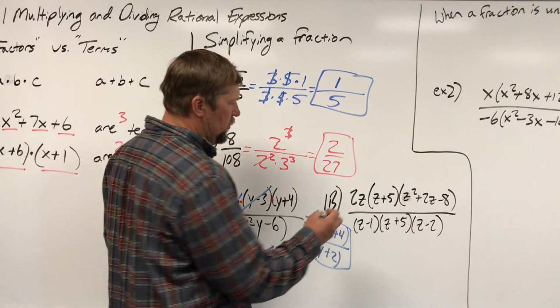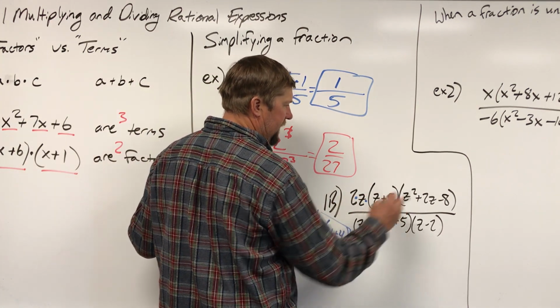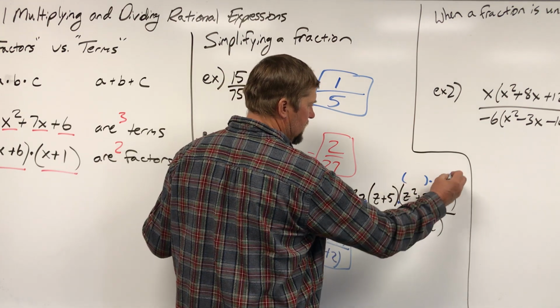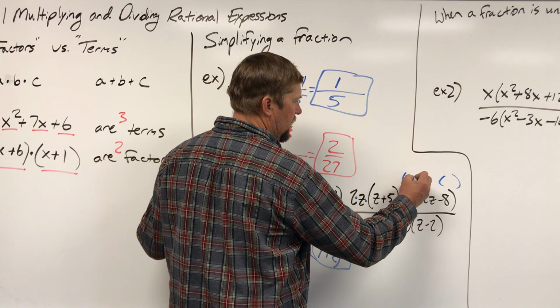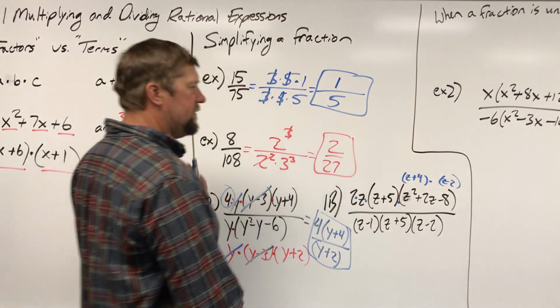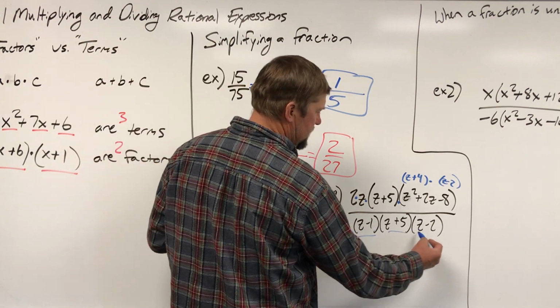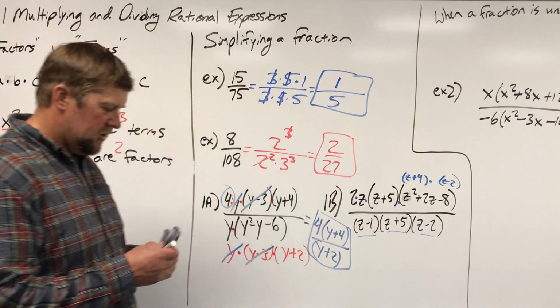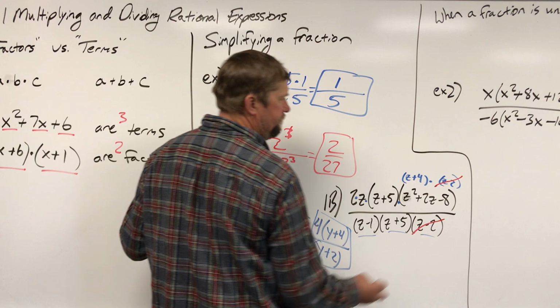All right, the next one. We have a 2 times z times z plus 5, and this one actually, I believe, factors further into z plus 4 and z minus 2. So I've just factored that further. This one's already factored. I have z minus 1, z plus 5, and z minus 2. So what we're going to do is simplify anything that's like top and bottom.